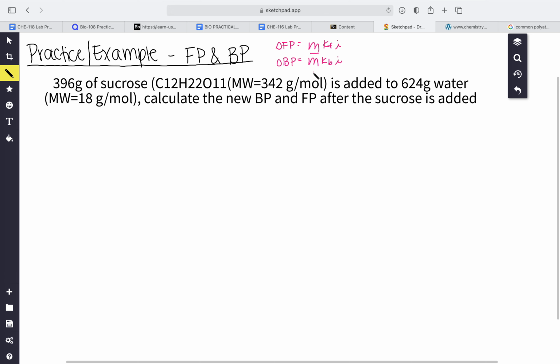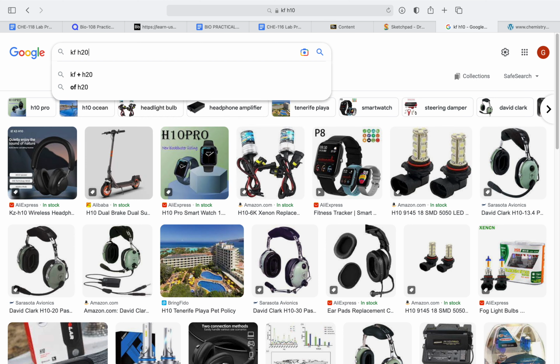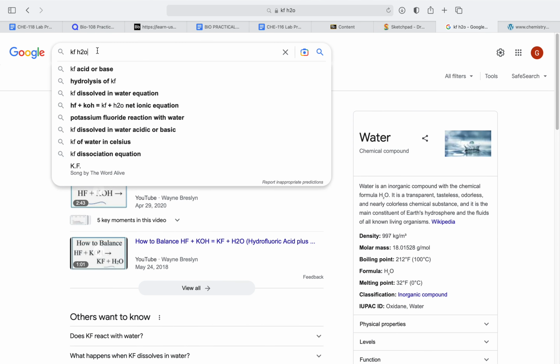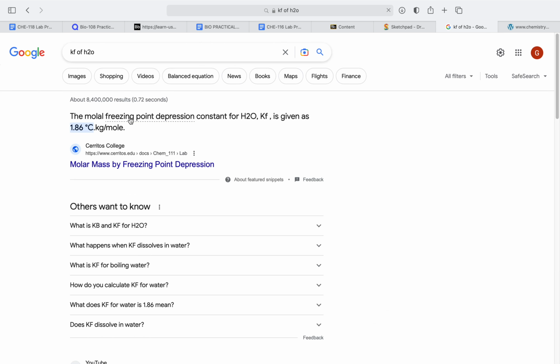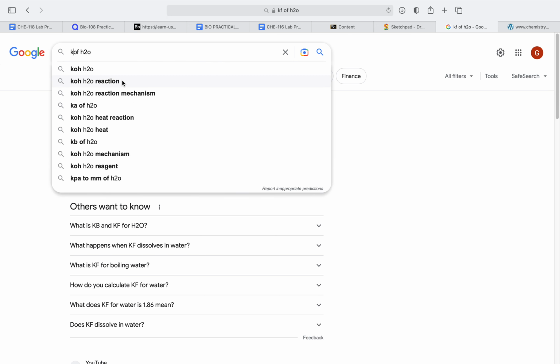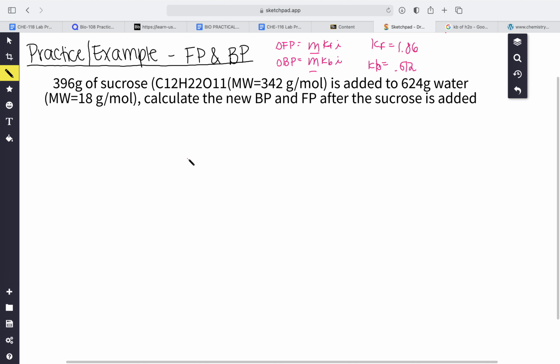Okay, the first thing I'm going to do is actually find the molal. I'm going to give you these values as well. K B, just look it up. K F of H2O. Okay, 1.86. I'm pretty sure K B is 0.52, but let's just check it. This will all be given on the test. You don't have to memorize this. Okay, 0.512. Cool.